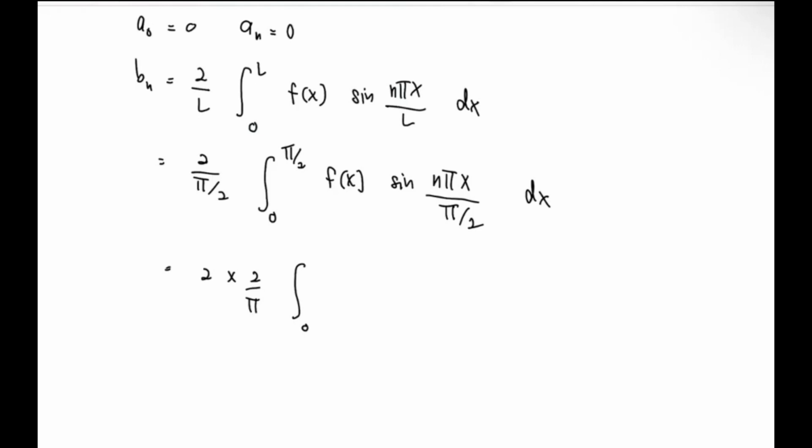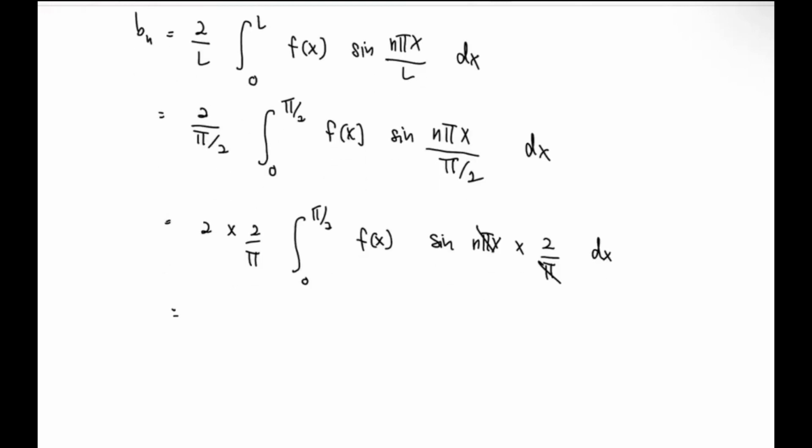So from 0 to pi over 2, f(x) sine n pi x, divided by pi over 2, is the same as multiplying by 2 over pi, dx. So pi and pi we cancel. So we have 2 and x, sine 2nx. So this is equal to 4 over pi, from 0 to pi over 2, f(x) sine 2nx dx.